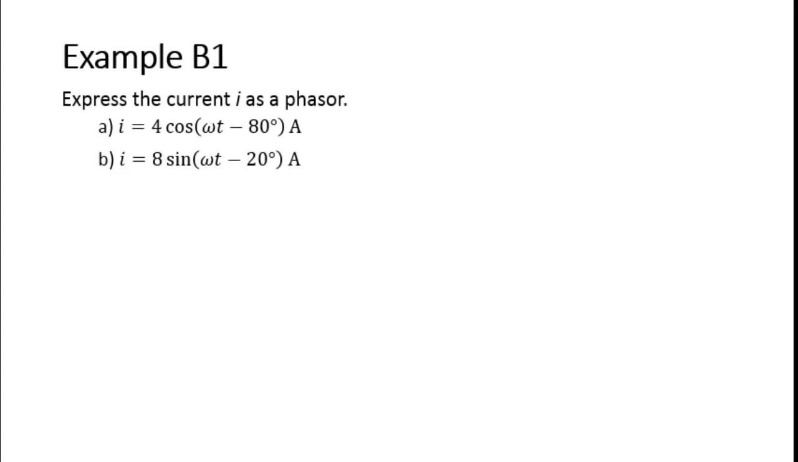Example B1. Write down the phasor of the current I, if I equals 4 times cosine(omega t minus 80 degree) amperes, and I equals 8 sine(omega t minus 20 degree) amperes. The answer for part A can be obtained easily. This is because the current I is a cosine function. Don't forget, the current I must be written in capital letter. This is magnitude 4 and phase is minus 80.